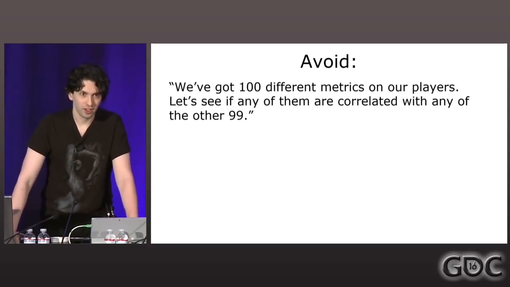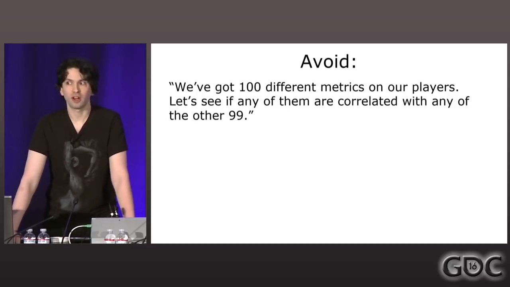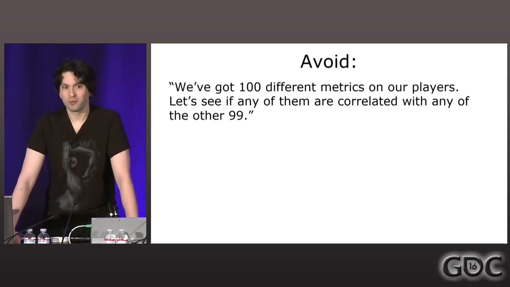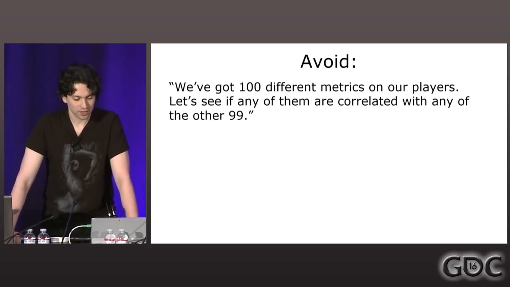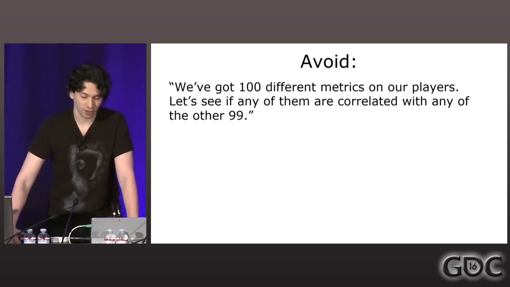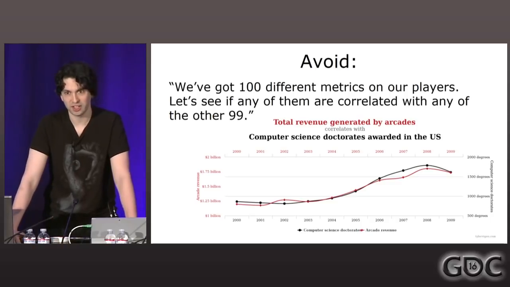Especially do not do the thing where you've got 100 variables, and you say, for every one of these hundreds, do they correlate with any of the other 99 variables? Because then you are absolutely guaranteed to get a false positive, and you are not doing science, you are running a novelty website.